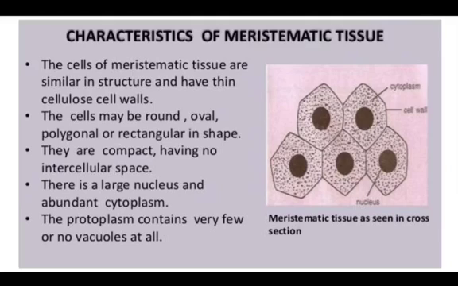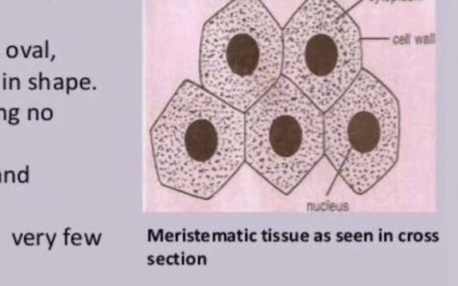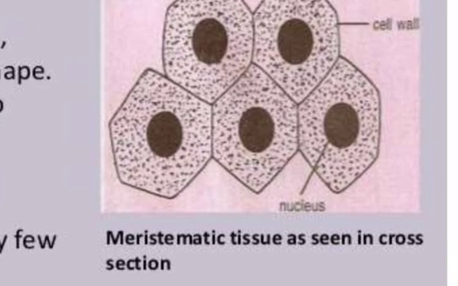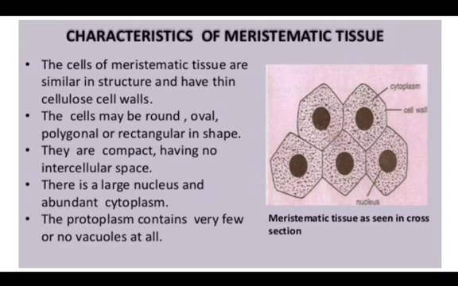There is a large nucleus and abundant cytoplasm present in meristematic tissue. You may have seen in this picture, at the center there is the nucleus. This nucleus is very large in size, and abundant, that means a large amount of cytoplasm, is also present. Then the protoplasm contains very few or no vacuoles at all.